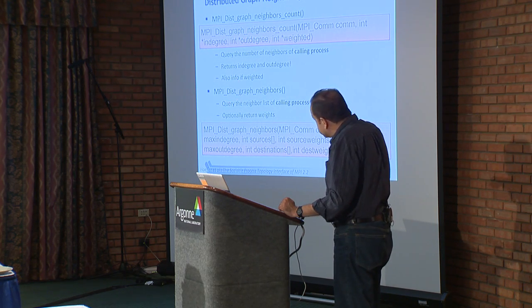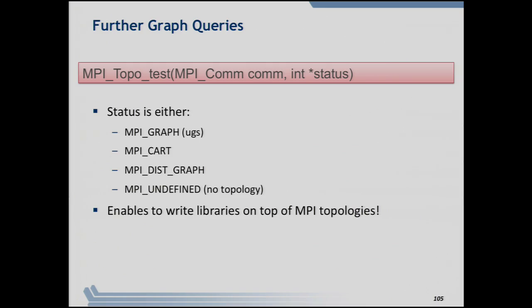If you want the actual list of processes, so this is effectively you're querying the graph, who are the neighbors I'm communicating with, then you can use this function. That's similar to all the query functions associated with the Cartesian topology. You can find out who your neighbors are and so forth. And finally, given a communicator, you can find out whether there is a topology associated with it.